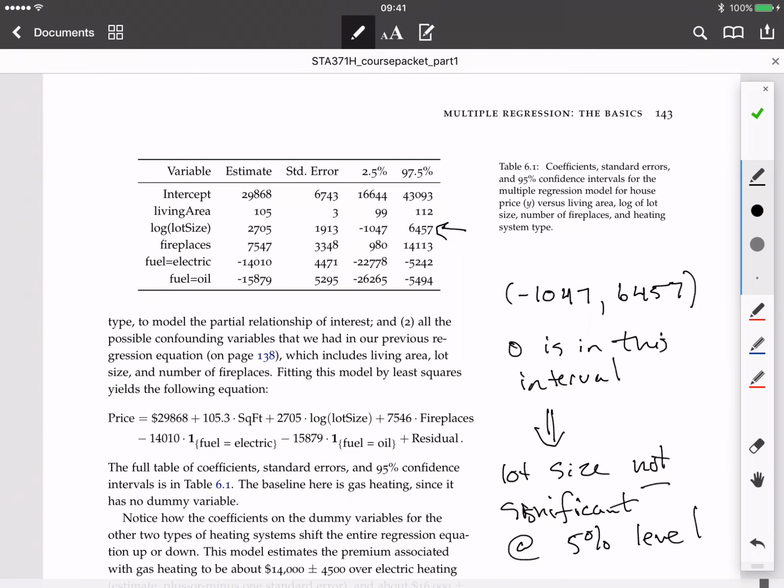Okay? Now, all we're saying when we say it's not significant is that we can't rule out 0 as a plausible value. But what I want to point out here is that there's a lot of other values that we can't rule out either. For example, 6400 is also in this interval right here, right? Because the interval goes up to 6457 on the top end. So that means we can't rule out 6400 as a value of the partial slope either.